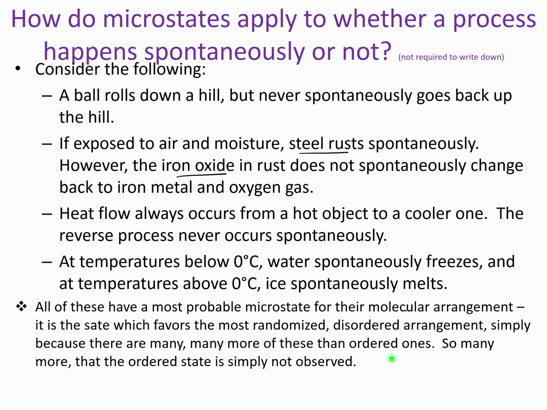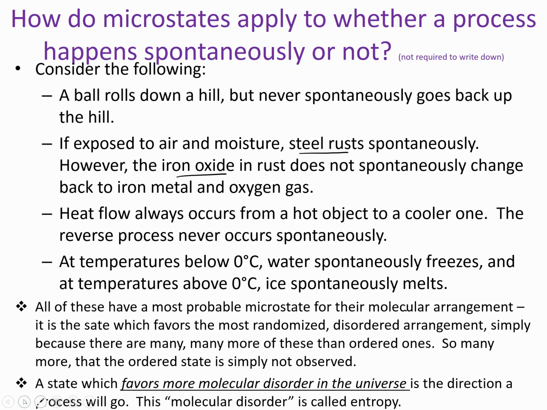So going back to the previous slide with the two bulbs and the gases being equally distributed, there are so many more of these that the ordered state is simply not observed. So a state which favors more molecular disorder in the universe is the direction a process will go. And this molecular disorder is what we call entropy.